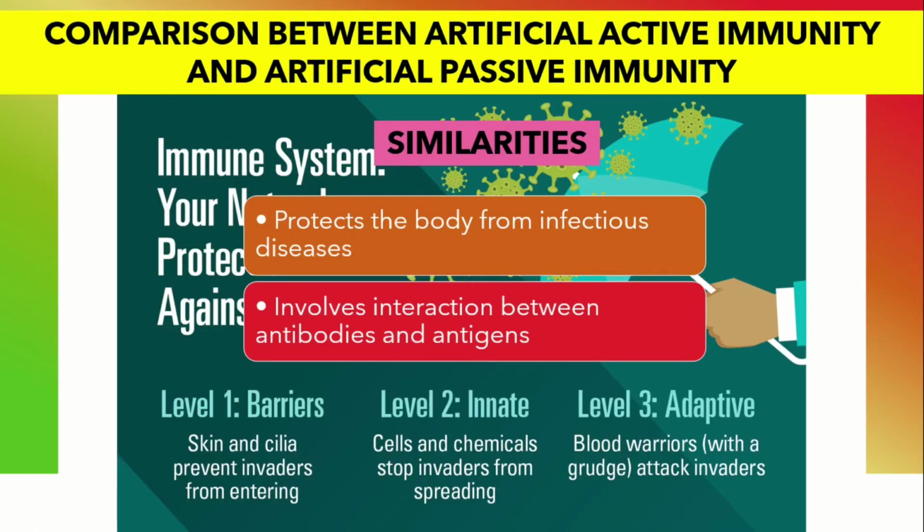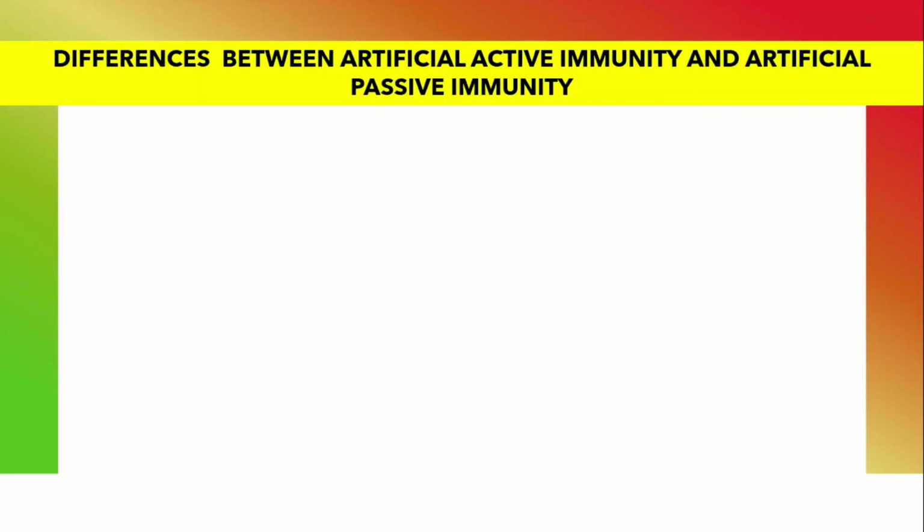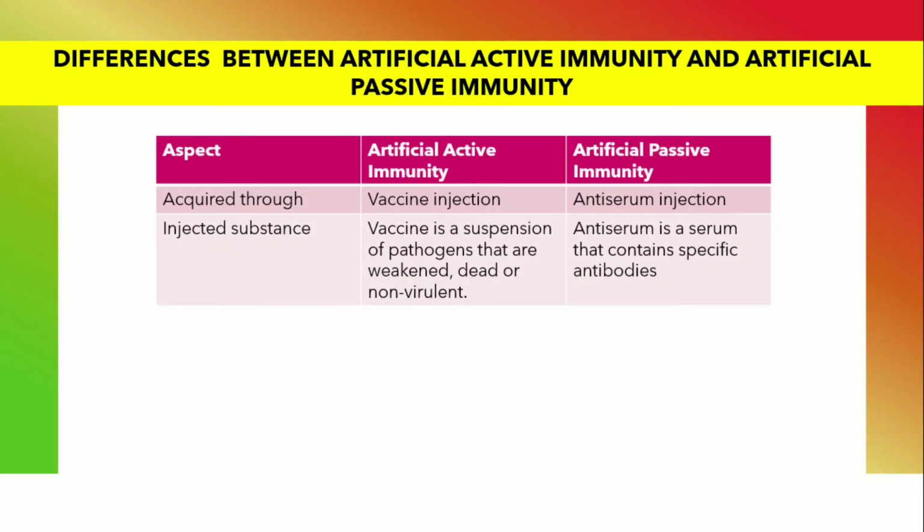This is the comparison between artificial active immunity and artificial passive immunity. Both immunities will protect the body from infectious disease. Both immunities also involve the interaction between antibodies and antigens. These are the differences between artificial active immunity and artificial passive immunity. Artificial active immunity is acquired through vaccine injection. Meanwhile, artificial passive immunity is acquired through antiserum injection.